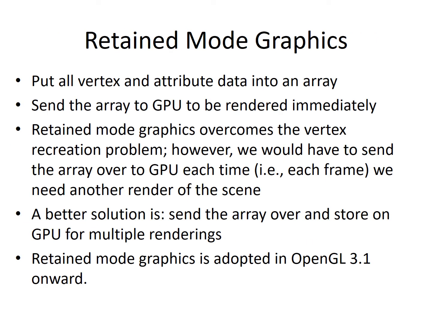In retained mode graphics, we put all vertex and attribute data into an array, and we send the array to the GPU to be rendered immediately. Retained mode graphics overcomes the vertex creation problem. However, we would have to send the array over to the GPU each time we need another render of the scene. A better solution is to send the array over and store it on the GPU for multiple renderings. This is why we need more memory at the GPU. Retained mode graphics is adopted in OpenGL 3.1 onwards.